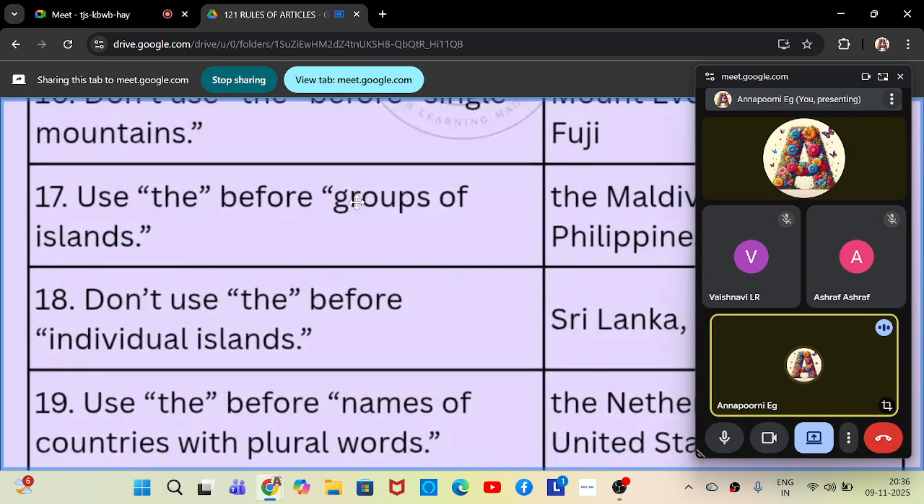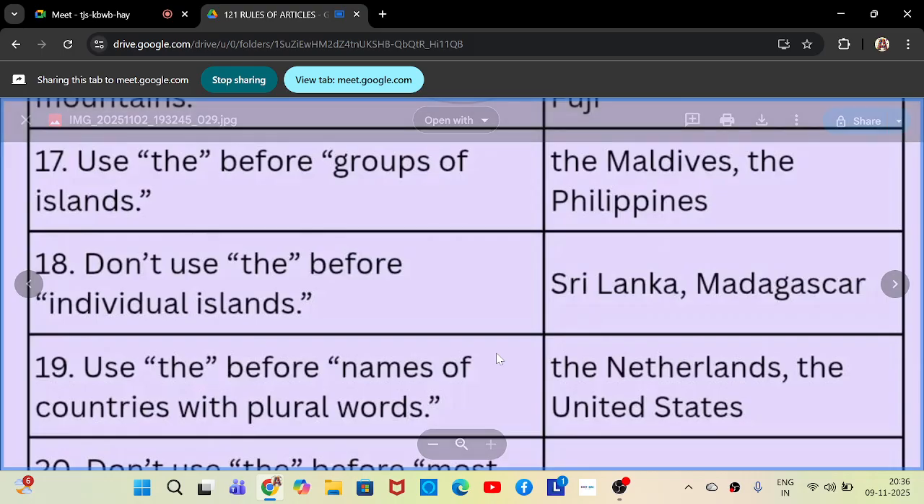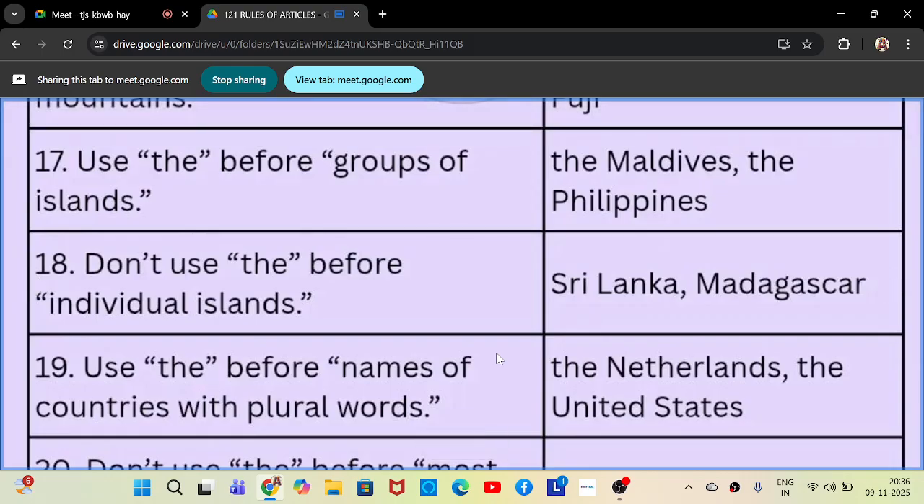Okay. Next is use the before groups of islands. Islands means many islands. So when you are speaking about a group of islands, you can use the. Can you read the example, Vaishnavi? The Maldives, the Philippines. These are names of islands.